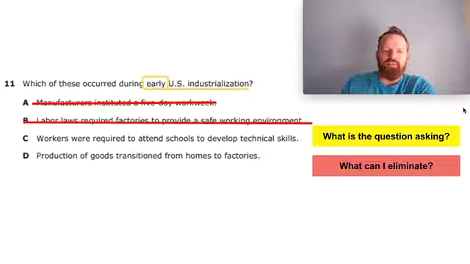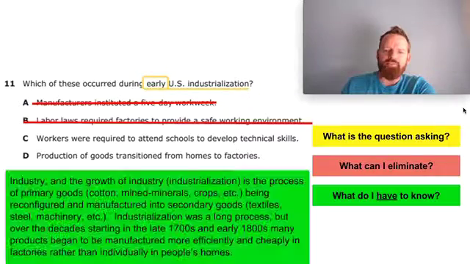Labor laws required that factories be provided with a safe working environment. That's exactly the opposite of what happened. There were no laws in place to force these factory owners into making it a very safe and clean environment for the workers. In fact, it was the exact opposite. All right, well, what do we have to know?